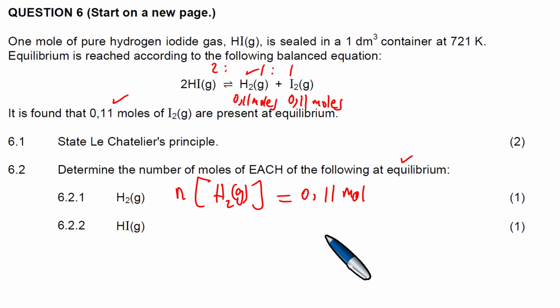Because change means used up, yes, right? Change means used up, yeah. So is it going to be a different value from 0.11? Yes, it's going to be different from the 0.11. Can you please calculate? Yeah, we're going to explain the difference between the moles at equilibrium and the change, the used up ones. Definitely, we're going to do an example, okay?